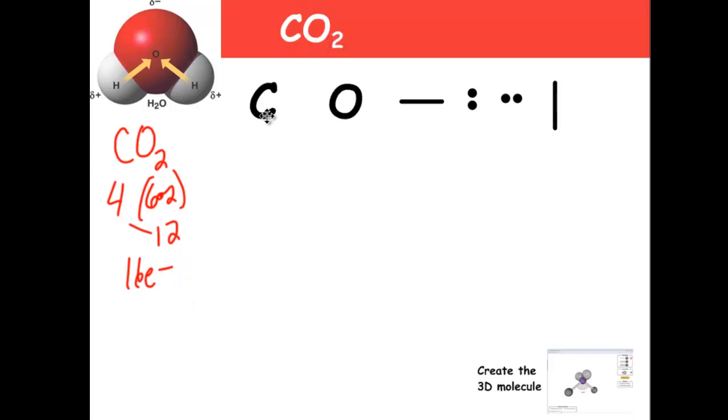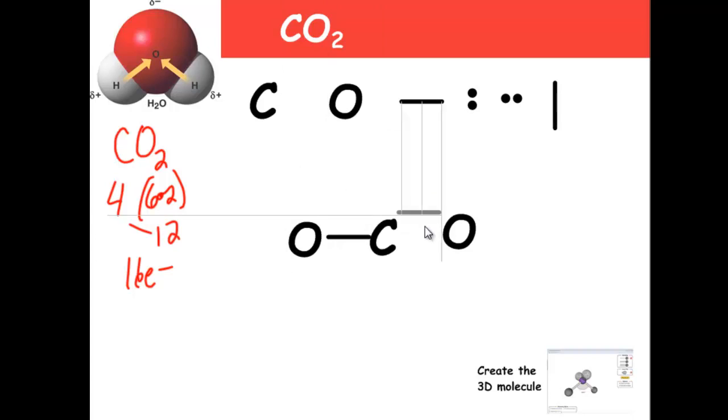Now pick your center atom. When in doubt, carbon makes an awesome center atom. Plus there's only one of them. So put your 2 oxygens here, connect them with a single bond, and then what do you do? If you're thinking subtract 4 from 16, you're right on the money. Good. So you have 12 electrons left.